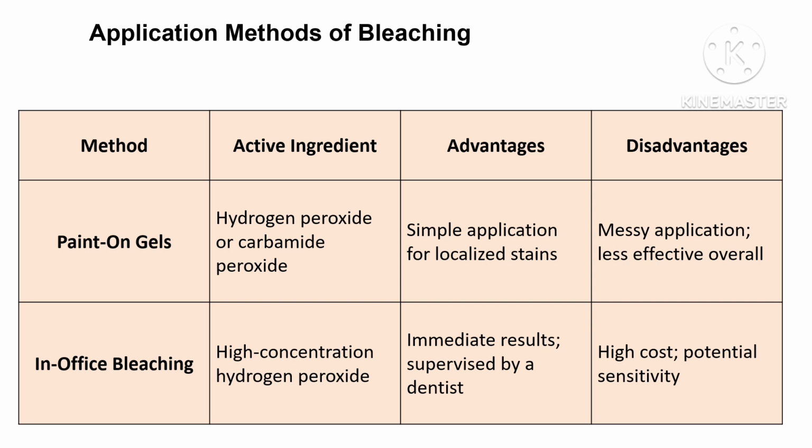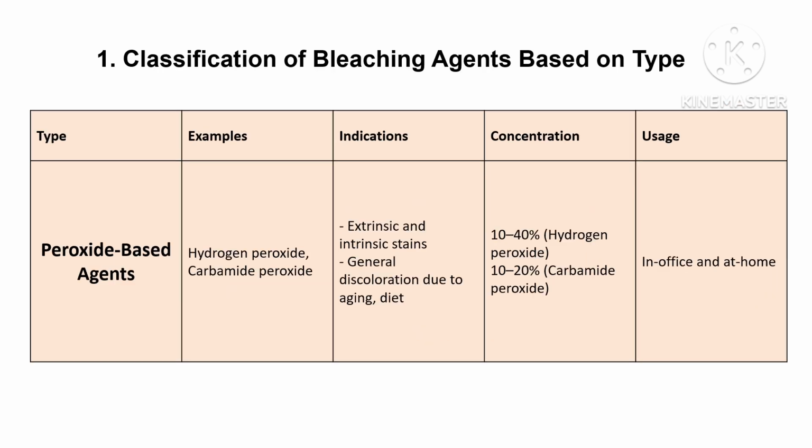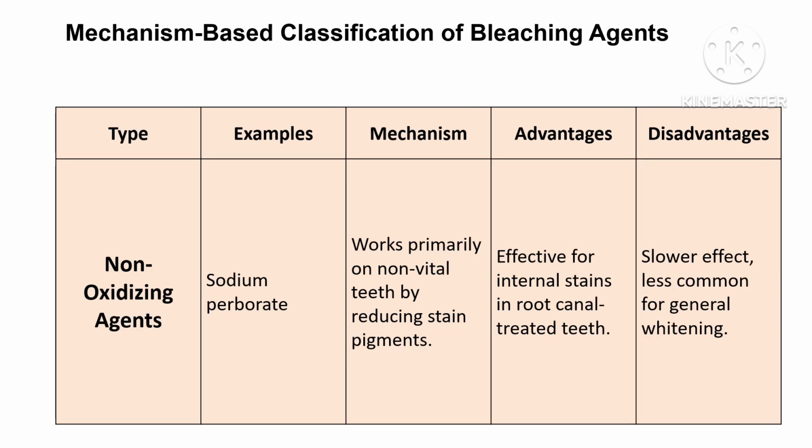On the basis of method of application, we have tray based bleaching agents, where hydrogen peroxide or carbamide peroxide is the active ingredient in gel form. We also have strips or paint-on gels, which typically have a low concentration of hydrogen peroxide. And on the basis of mechanism, we may divide the bleaching agents into oxidizing agents and non-oxidizing agents. Oxidizing agents work by releasing oxygen molecules that break down the stains into smaller particles, thereby whitening the teeth. On the other hand, non-oxidizing agents such as sodium perborate primarily work for non-vital bleaching, such as internal bleaching after root canal treatment.